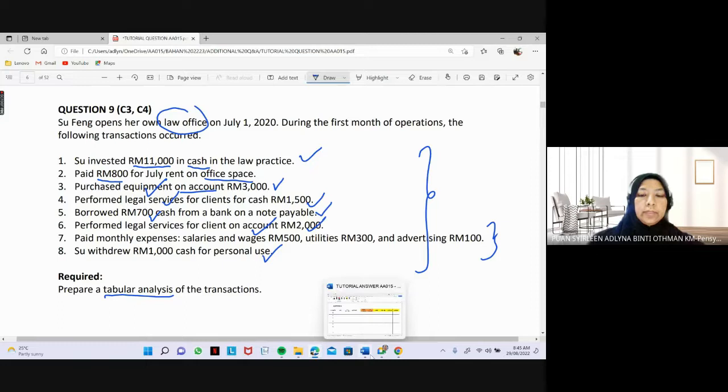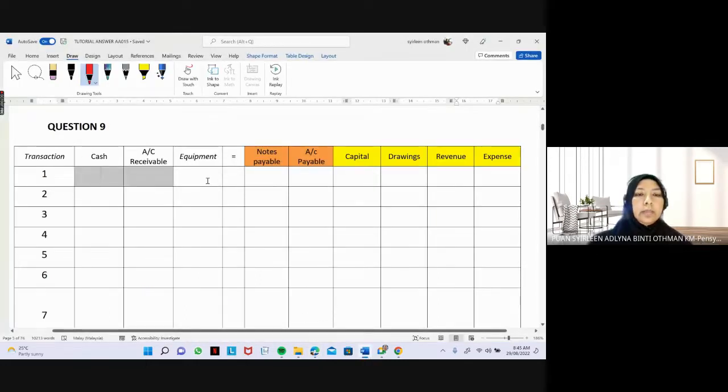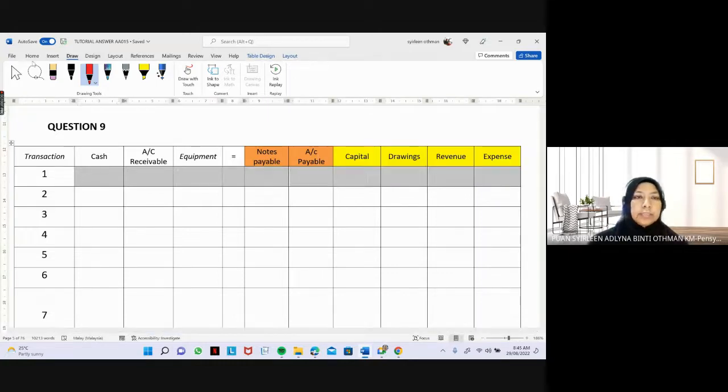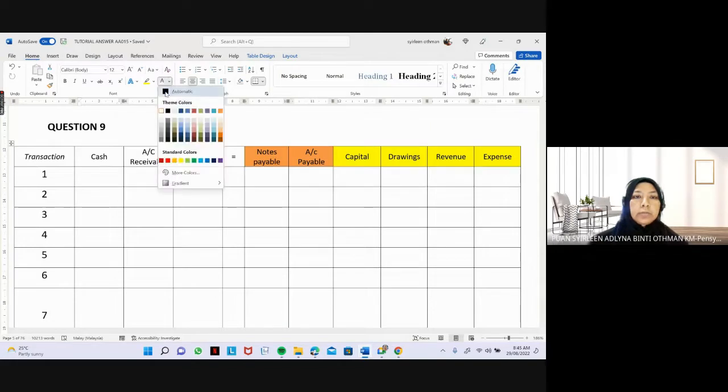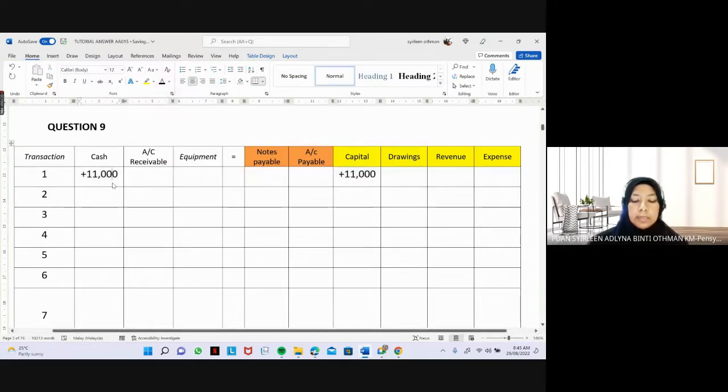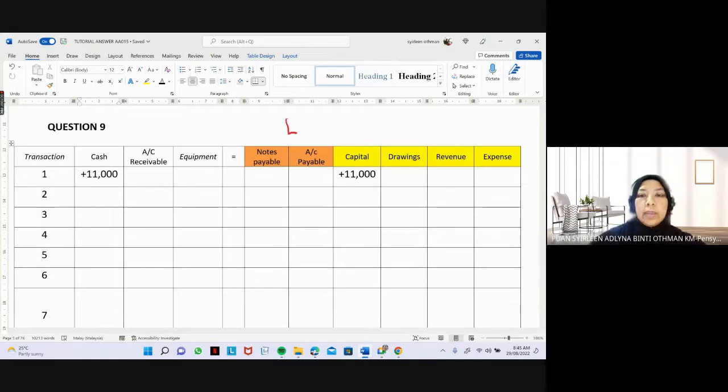Okay, all right. So for the answer for this, okay, so number 1, all right, Sue invested 11,000. Okay, so kita akan tambah 11,000 di cash, and kita akan tambah 11,000 di capital. Okay, so as you can see here, my table is slightly different from number 8, okay, and has more items compared to the previous one, right? So the one in orange is actually liability. Okay, and the one in yellow is actually owner's equity. So kita tahu capital kita akan plus, drawings kita akan minus, revenue kita akan plus, expenses kita akan minus. Okay, so this is for me to analyze the transactions in details lah.